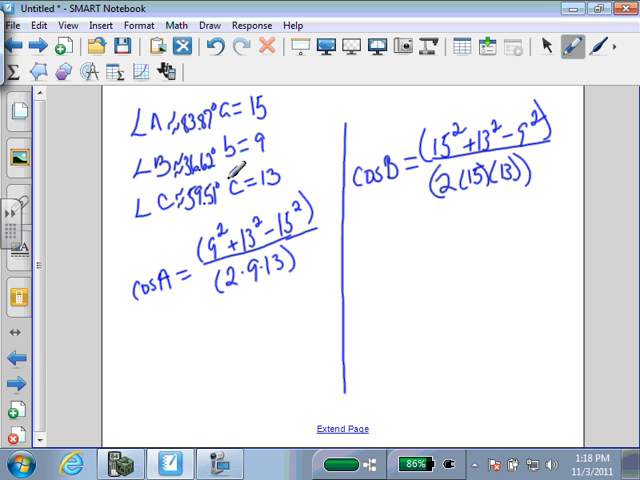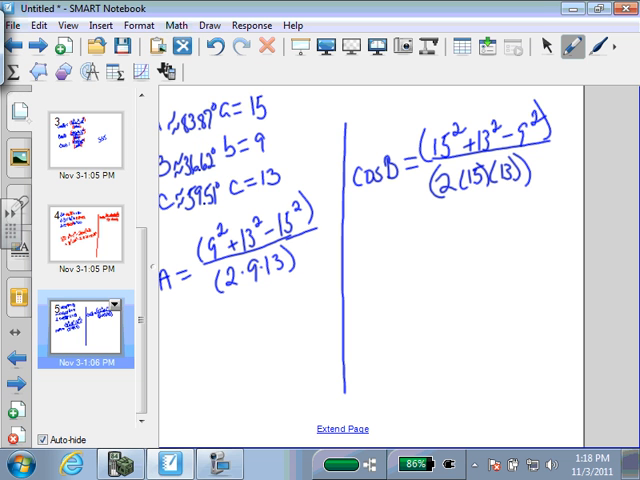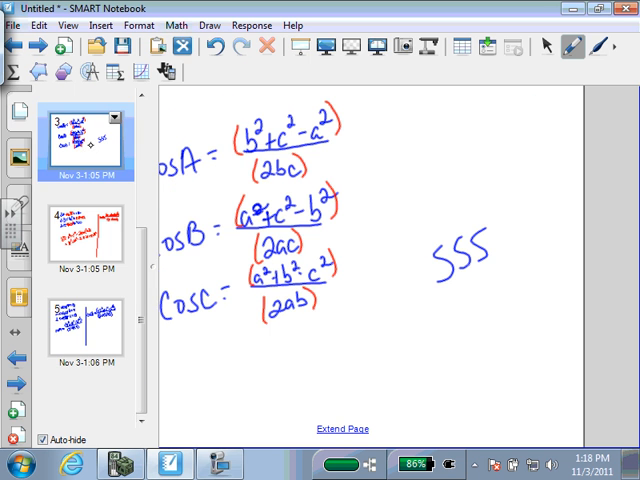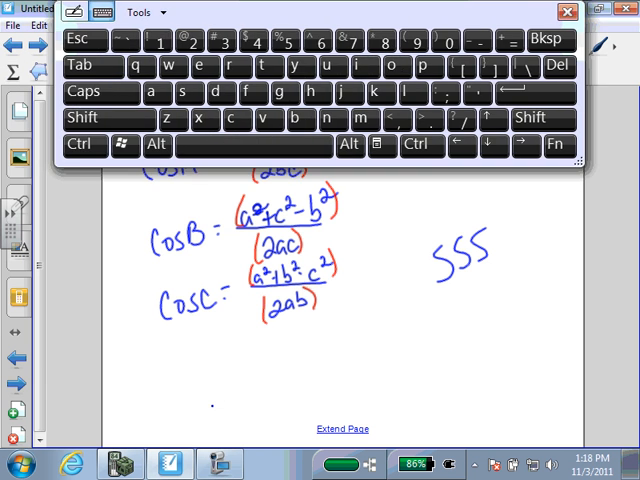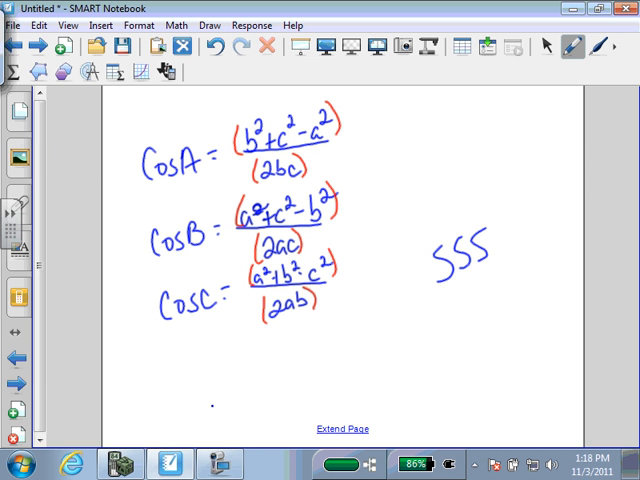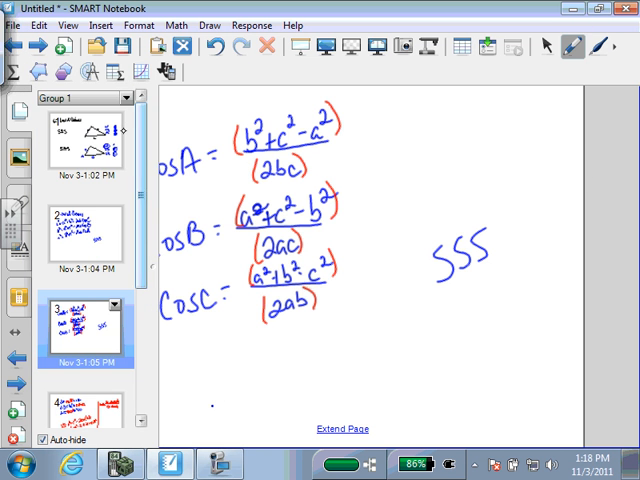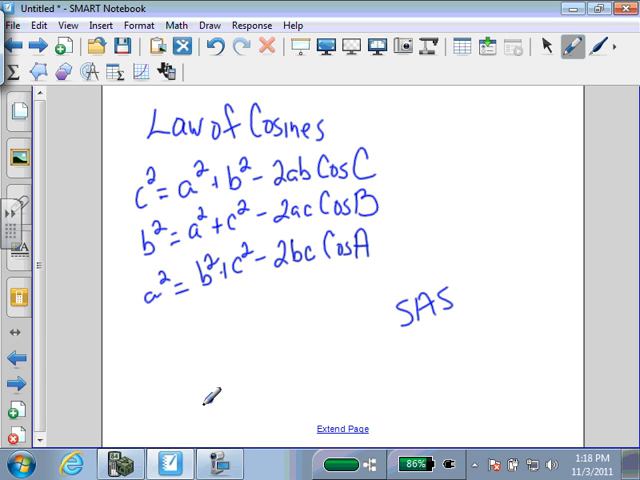Okay, so that's how we use the law of cosines. Remember, it comes in two flavors. It comes in this flavor, which is for finding angles, and it also comes in this flavor for finding sides. It's more complicated, so we only use it when we can't use the law of sines. I hope this works for you.